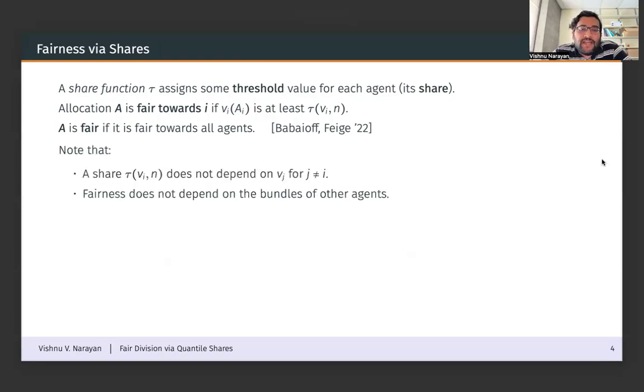Note that a share tau of v_i comma n does not depend on v_j for any other agent j, and also it does not depend on the bundles that the other agents receive, unlike with envy freeness. Here, you only care about your own bundle and whether it crosses the threshold.